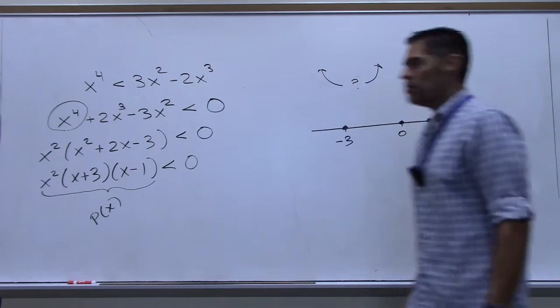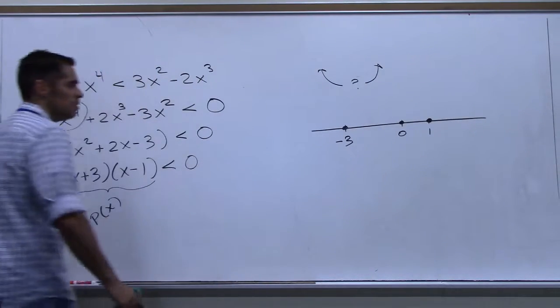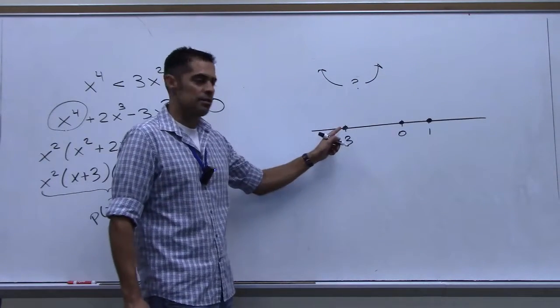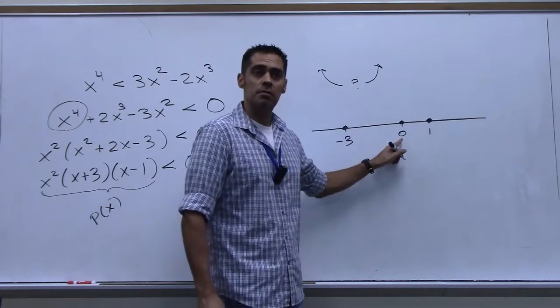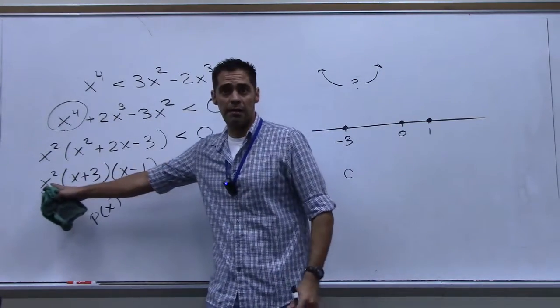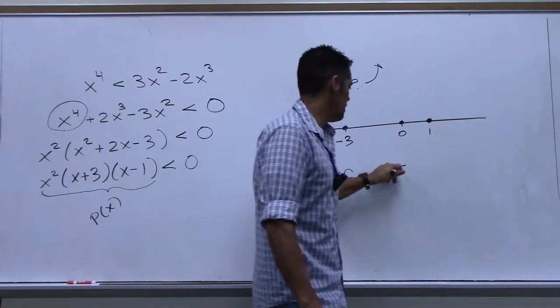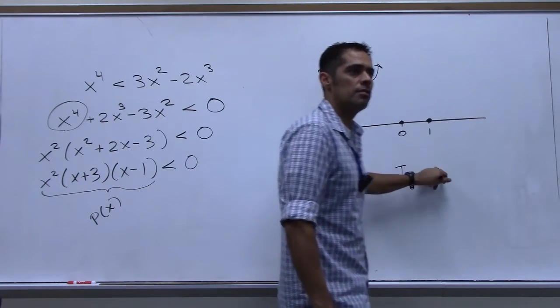What am I going to do at each of these? What am I going to do at negative 3? Am I going to cross or am I going to touch? Cross through there. At 0, what am I going to do? Touch, because it came from the squared factor. And then over here at this 1, I'm going to cross.